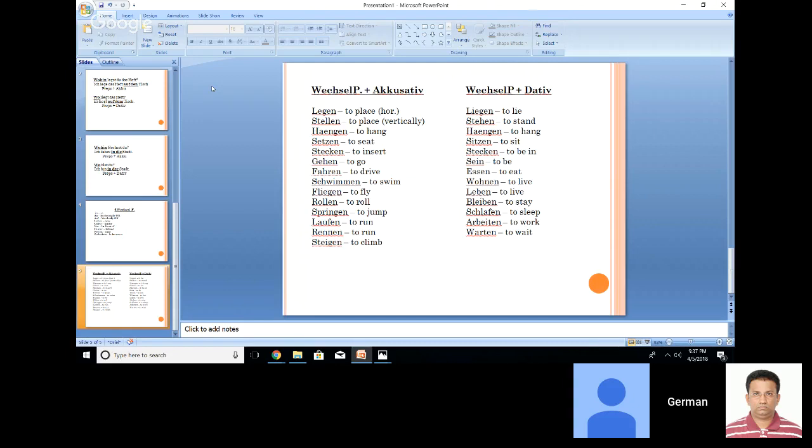Gestalt. If there is an action involved, then accusative. And if it has already been placed, then we would use dative.